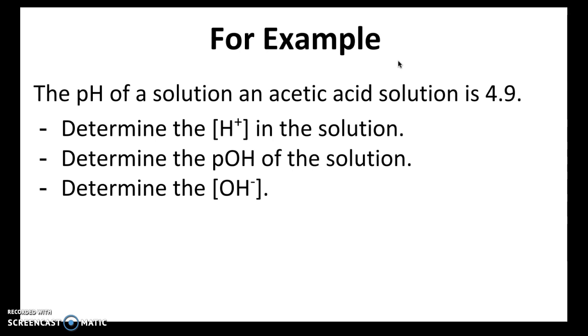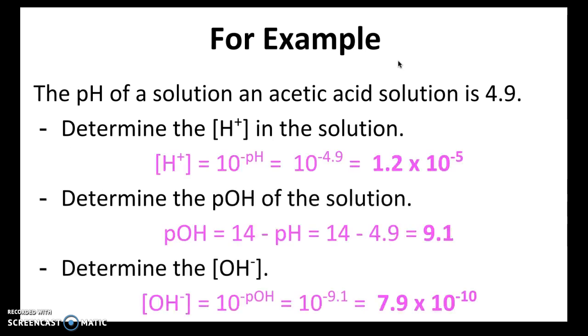Okay, so we're given the pH of an acetic acid solution. We're told it's 4.9, and we want to determine the concentration of H+. So to determine the concentration of H+, concentration of H+ equals 10 to the negative pH. Now you may be wondering, where did you get that from? Powers of 10 are the inverse operation of logs with a base 10, which is what the log we're dealing with here. When there's no base written down for a log, you know it's base 10.